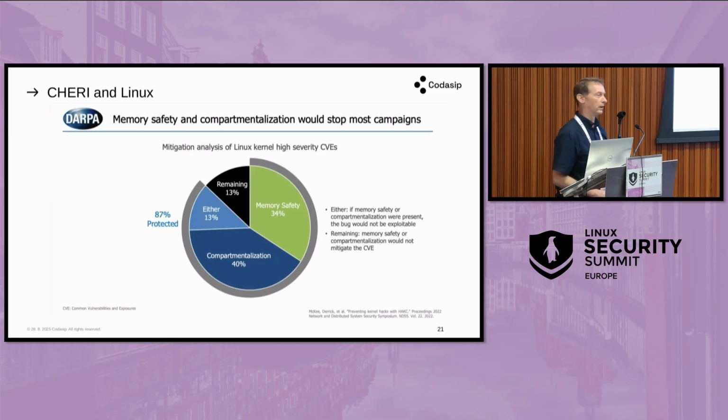Now, a couple of years ago, the HACC analysis project did analysis on the kernel. So this is just the kernel. They looked at all the CVEs. They looked at where memory safety can help, where compartmentalization can help, and how it could reduce CVEs. So you can see immediately, with a memory safe system that's compartmentalized, they reckoned 87% of vulnerabilities could be reduced. So we see that as a pretty important thing to try and achieve.